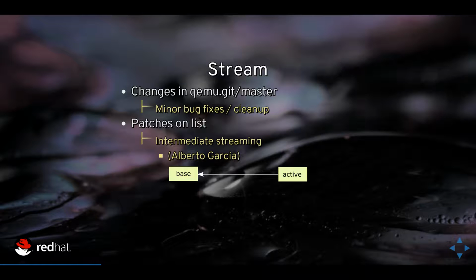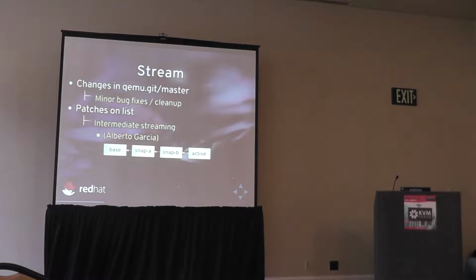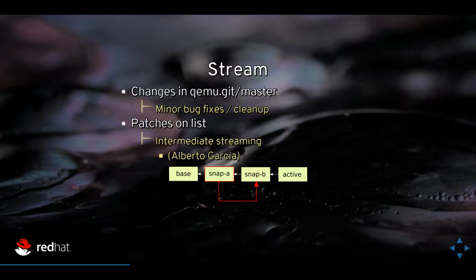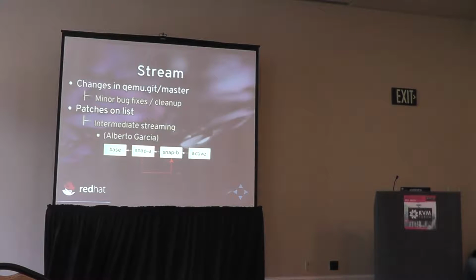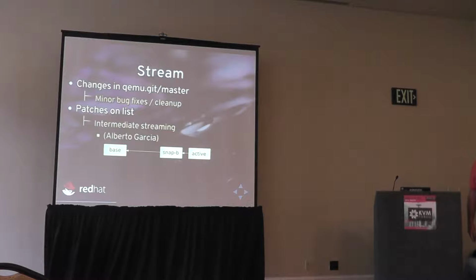But with Alberto's patches, sorry, let me back up. We're able to then just move data from snap A, from one of the intermediate images, and move it to another intermediate image. So if we want to reduce the size of our chain, we don't have to collapse the whole chain all the way up to the active layer. We can just push data from one intermediate layer to another, and then drop that redundant image. So those are patches on the list now, and I expect those will go in pretty early in the 2.5 cycle.